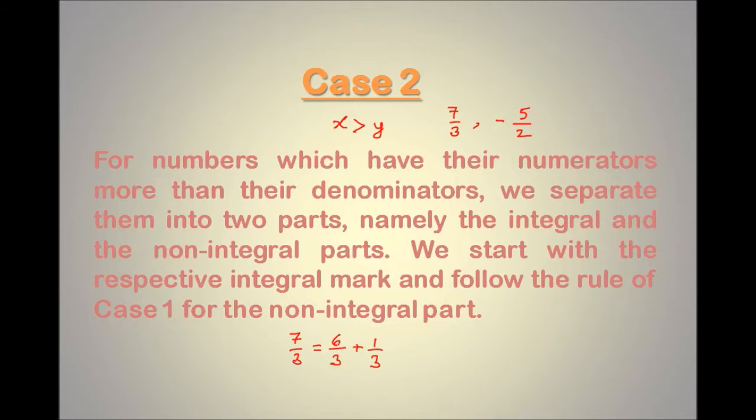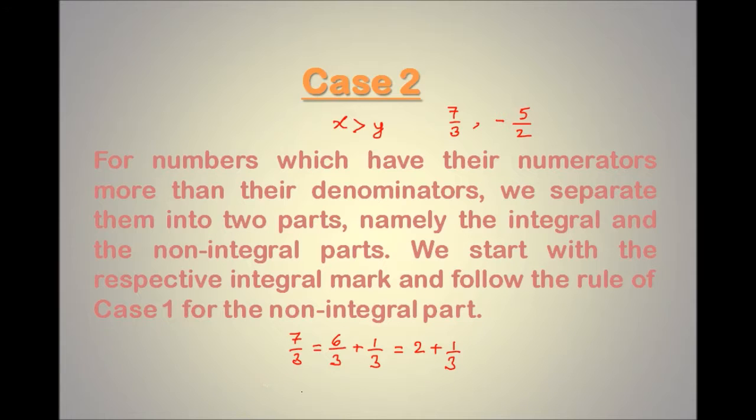Right? And what is 6 by 3? 6 by 3 is nothing but a 2. So it is 2 plus 1 by 3. So 2 is the integral part and 1 by 3 is the non-integral part. This way we separate this rational number into 2 parts, one of these two parts is an integral part and the other is a non-integral part.